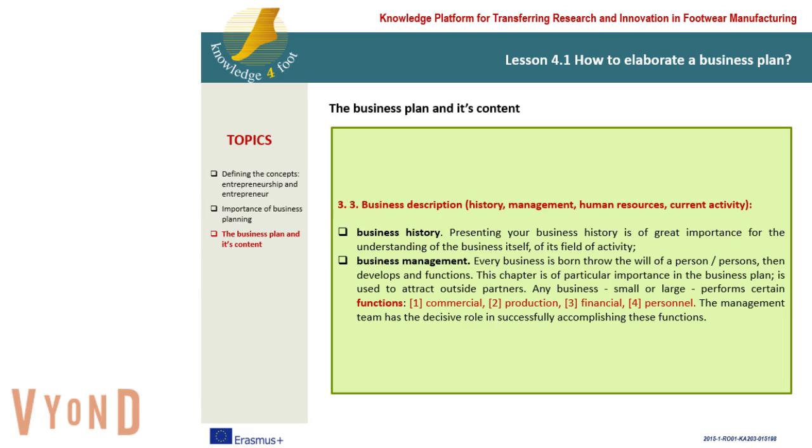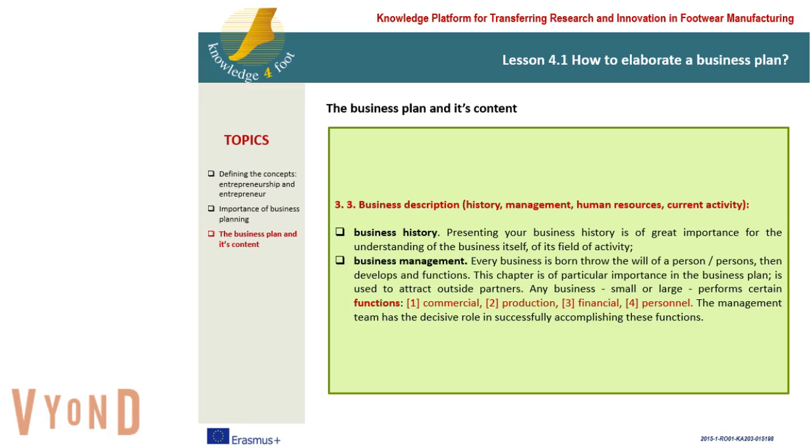3. Business description, history, management, human resources, current activity. Business history. Presenting your business history is of great importance for the understanding of the business itself, of its field of activity. Business management. Every business is born through the will of a person or persons, then develops and functions. This chapter is of particular importance in the business plan, as it is used to attract outside partners.